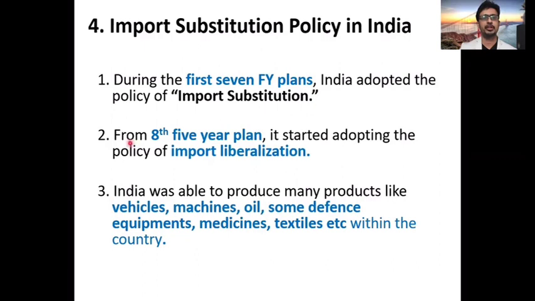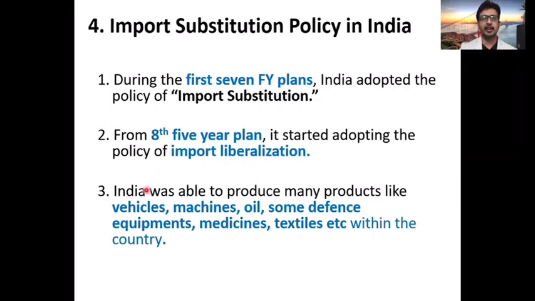And it was from the 8th 5-year plan that the government started adopting the opposite policy, that is the policy of import liberalization. So this basically means that the policy of import substitution was adopted in the first half of 5-year planning. And since the 8th 5-year plan, the government is trying to promote the imports. The policy is more liberal towards the imported goods.